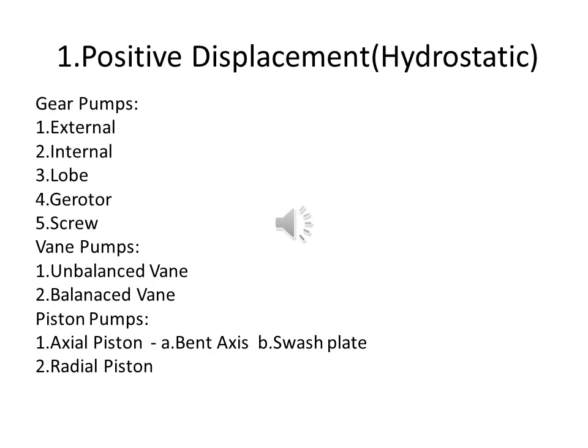Gear pumps are again classified into external gear pump, internal gear pump, lobe pump, gear rotor pump, and screw pump. And vane pumps are classified into unbalanced vane pump and balanced vane pump. Piston pumps are classified into axial piston and radial piston. And axial piston will classify into bent axis piston pump and swash plate piston pump.